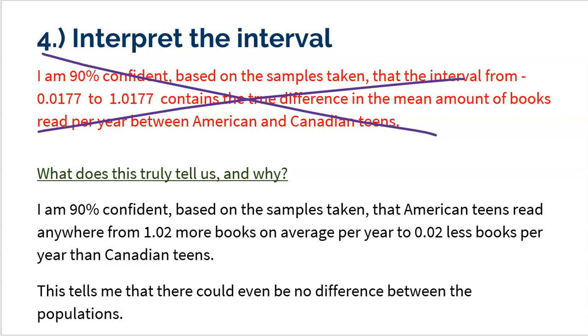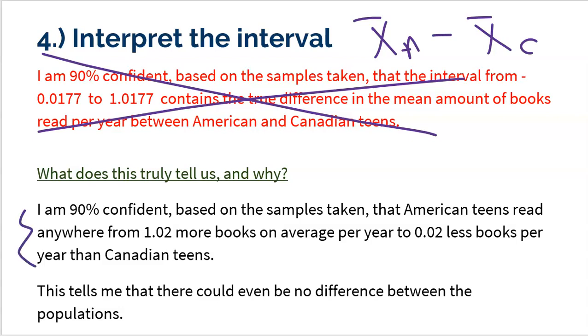My job was to compare American and Canadian teens and how many books they read. So let's use these same numbers from my interval, but let's do it a lot more common sense way. Now, the first thing I noticed is that one number was negative and one number was positive. Remember, I specifically subtracted the American value minus the Canadian value. So a negative would actually tell me that the Canadians read more books on average. The positive would tell me that Americans read more books on average. So a much better conclusion is this.